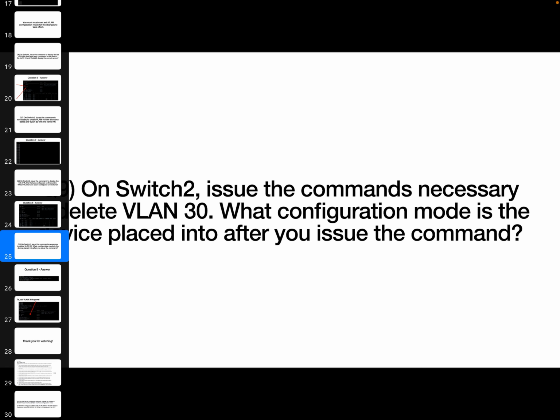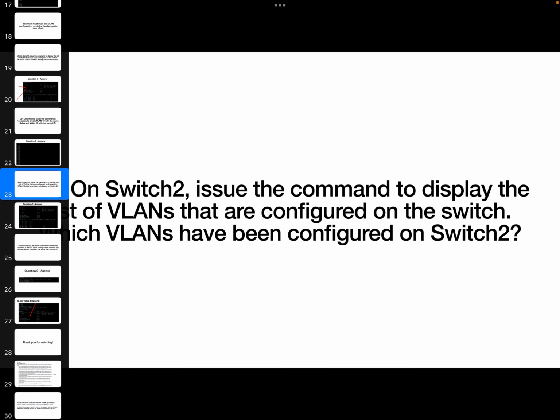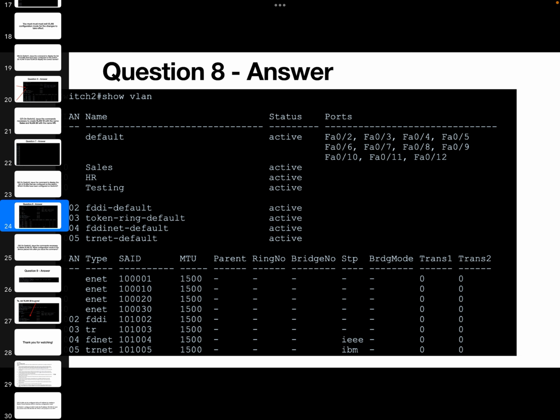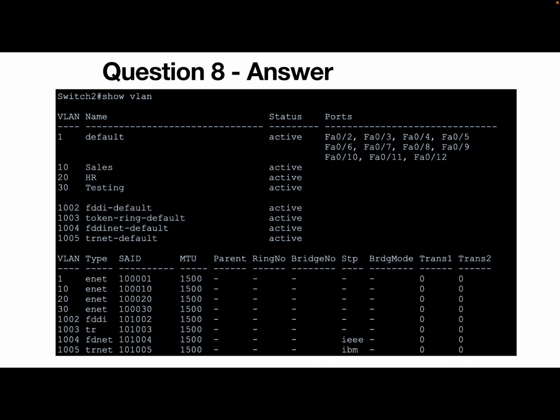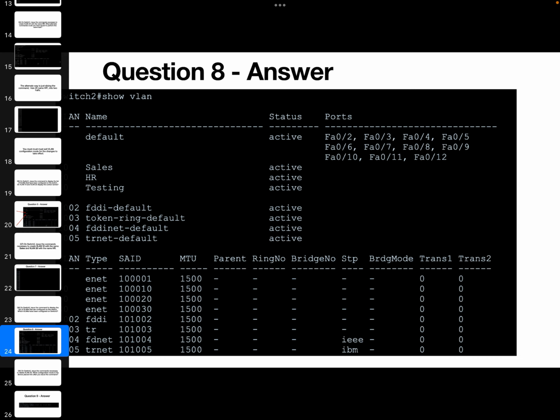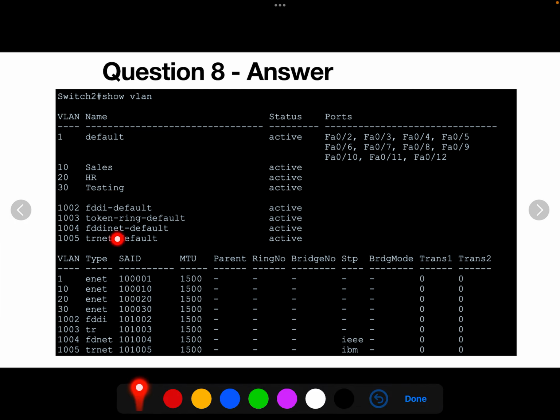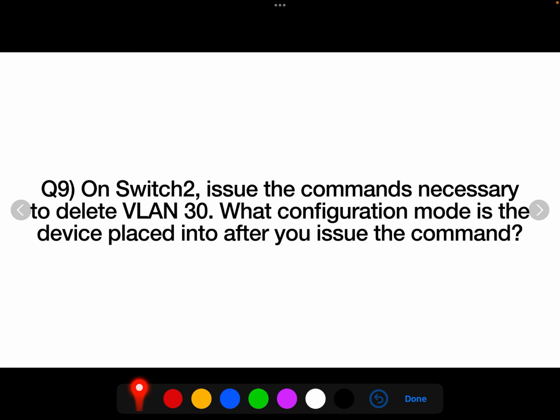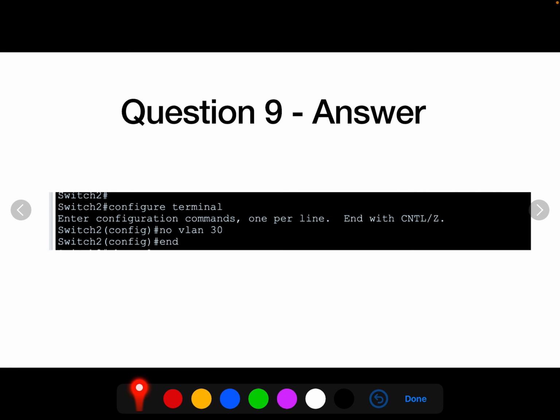Yes, we had VLAN 30, that is now gone. That was a testing VLAN, as you can see. In question 8, in the answer, we could see we had a testing VLAN. That is now gone. So we're in global configuration mode. We hit no VLAN 30. Now we come out of that, go into privileged exec mode, and it's all gone.